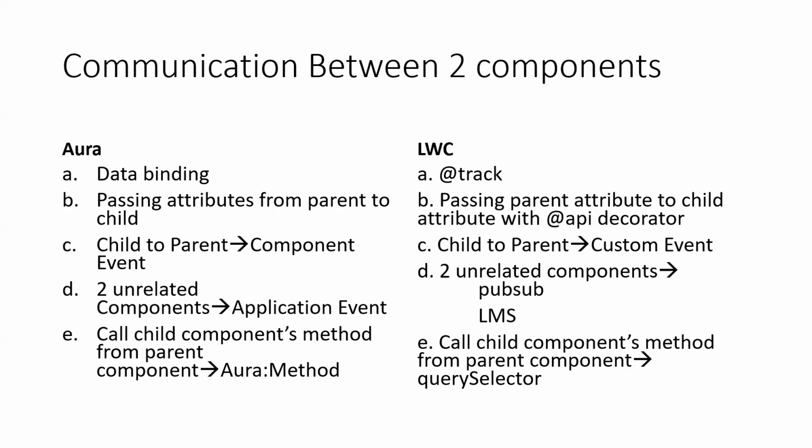Now, if there are two unrelated components in a single application in Aura, you used application event. But if there are two unrelated components in LWC and we want to form a communication between them, then we could either use pubsub or we could use LMS. Now, the last one is we were able to call a child component's method from the parent component using the Aura method in Aura, correct? So similarly, if you want to call a child component's method from the parent component, we need to use query selector and we'll be seeing how. So this is the agenda for today. So let's quickly begin.